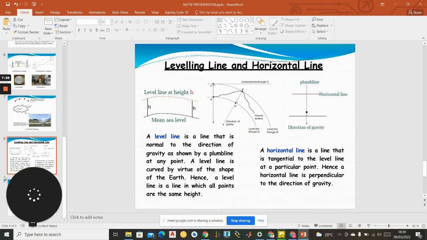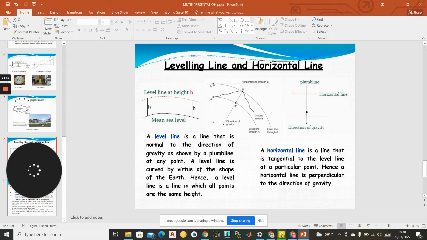As you can see the level line, I will click slide 9. Okay.